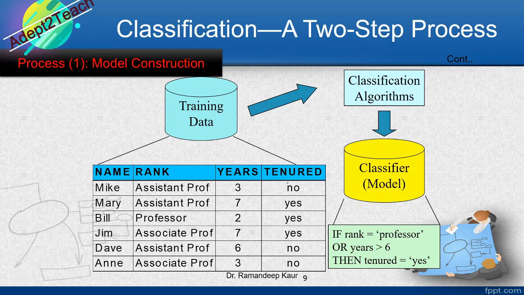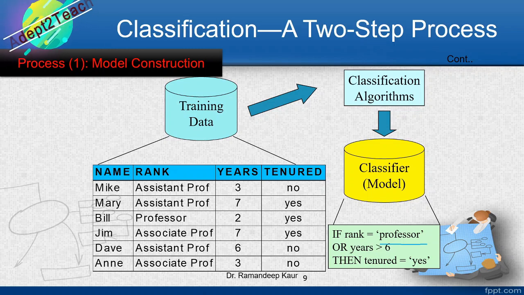We will identify a model, a classifier, a rule on the basis of which we are going to categorize this training data. So we are developing a model. The model says if the rank is equal to professor or the years is greater than 6, then tenured should be yes. This is the criteria to classify the training data set. So this set of data is provided and a suitable classification algorithm is applied, and let's say this is the criteria of that algorithm. So this is how we have trained it.